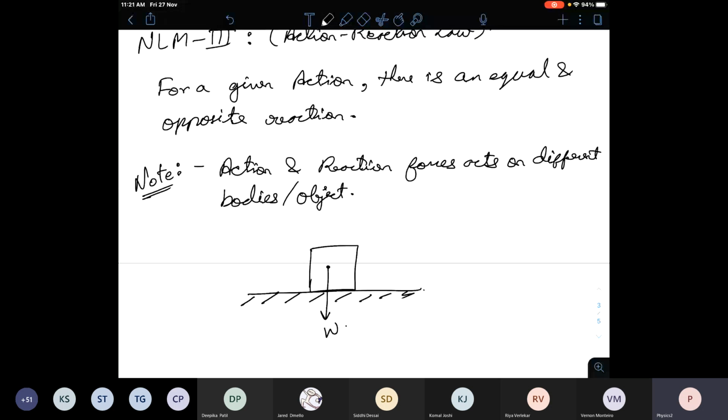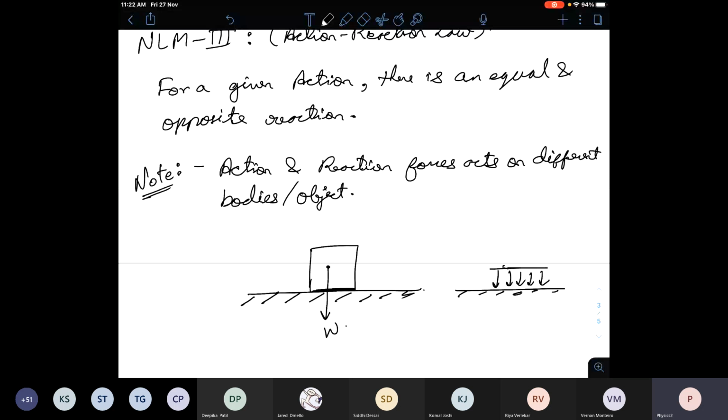So what happens is the block applies a force on the ground. If you see the ground, there is a force like this applied on the ground. This whole surface of the block is applying a force on the ground so that it can go down. But the ground is resisting it. How? By applying the same amount of force in the upward direction on the block.